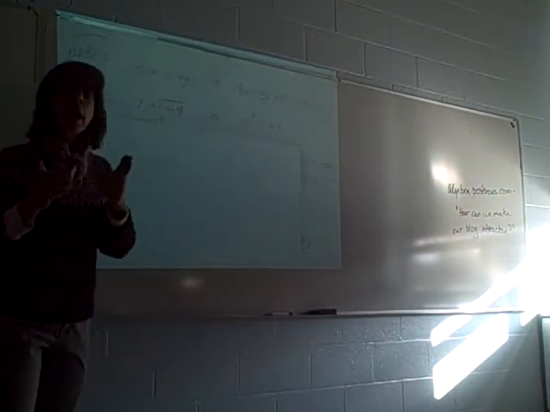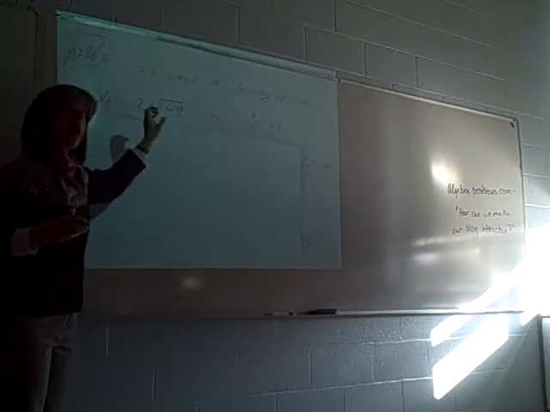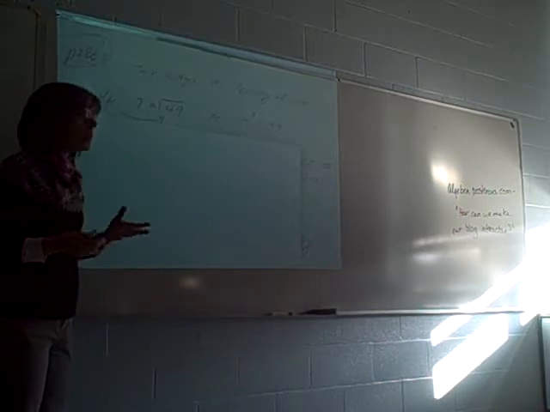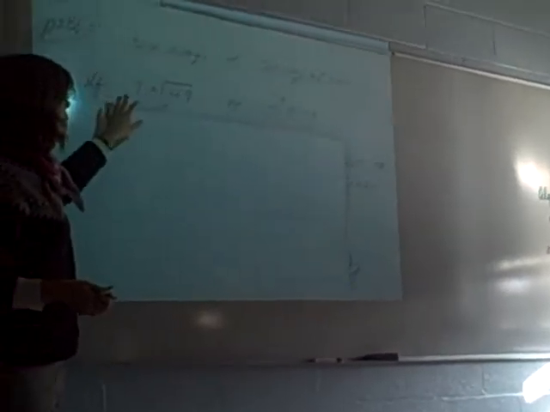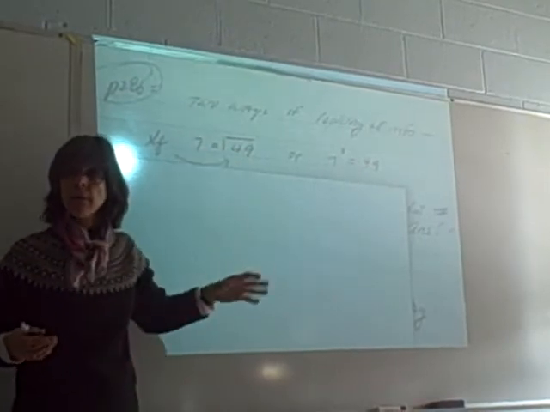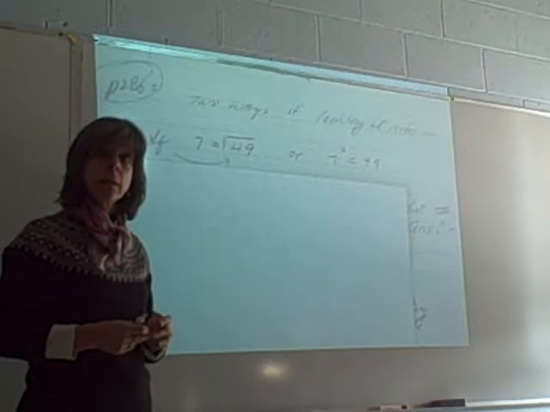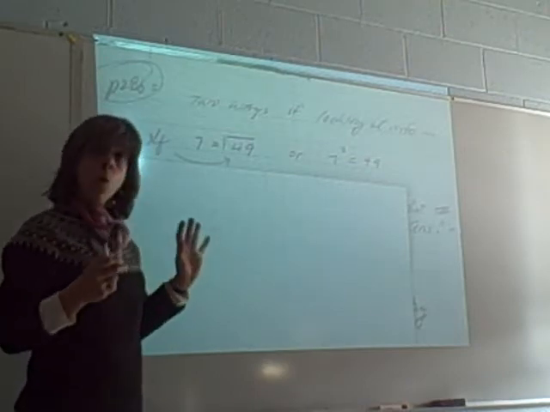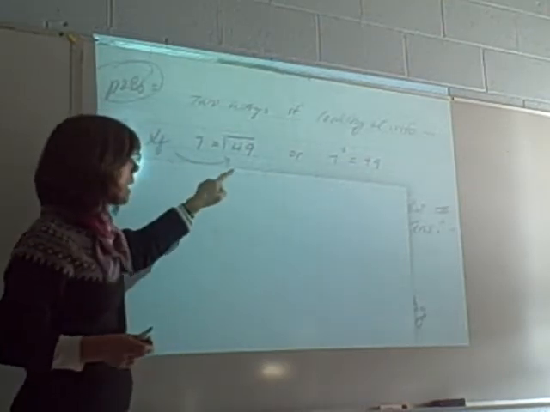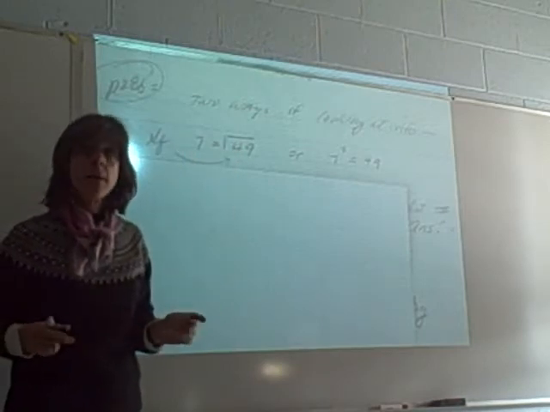Okay, so we kind of have to remember what this symbol means and how we answer it. So, for example, if I know that the square root of 49 equals 7, everybody good with that? Okay, square root of 49 is equal to 7. Or could I say that 7 squared is equal to 49?